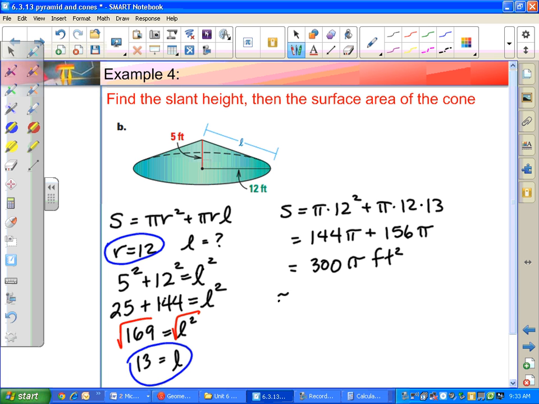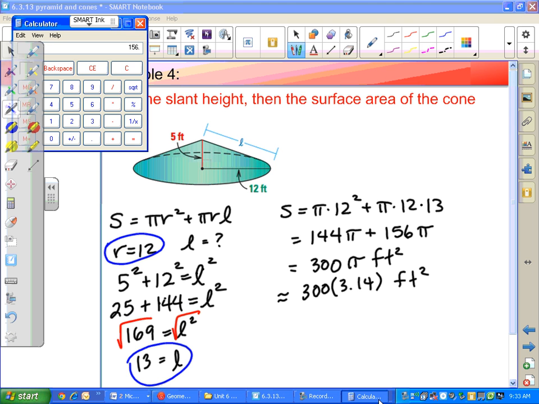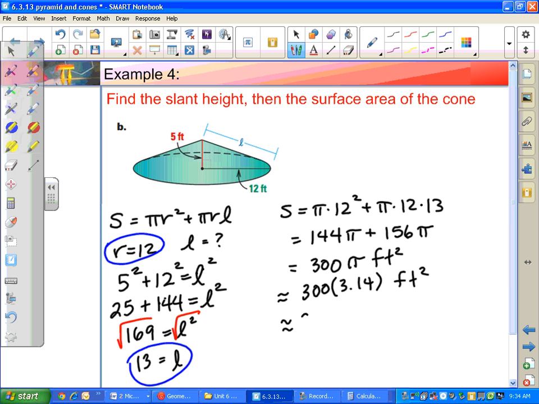If I wanted to round to the nearest whole number or the nearest tenth, I would multiply 300 times 3.14 and get that decimal approximation. So 300 times 3.14 is about 942. So 942 square feet. Again, 300 pi or 942 square feet. Both of those would be correct answers.